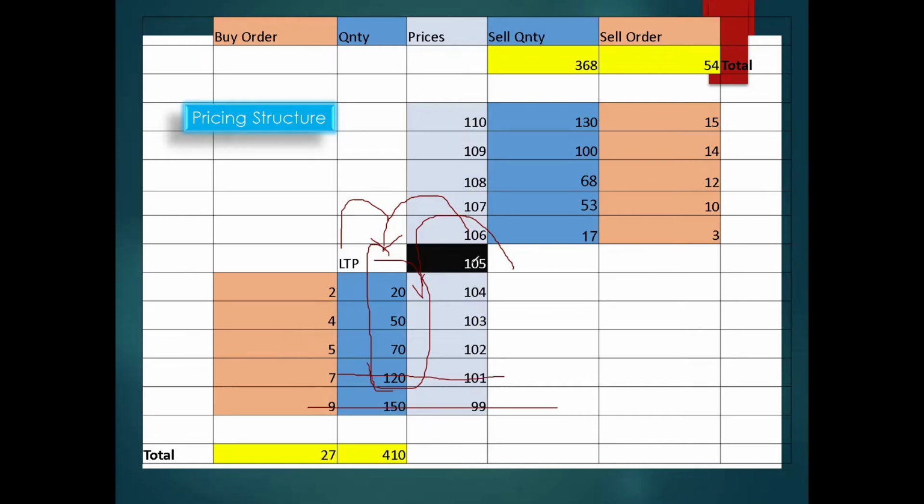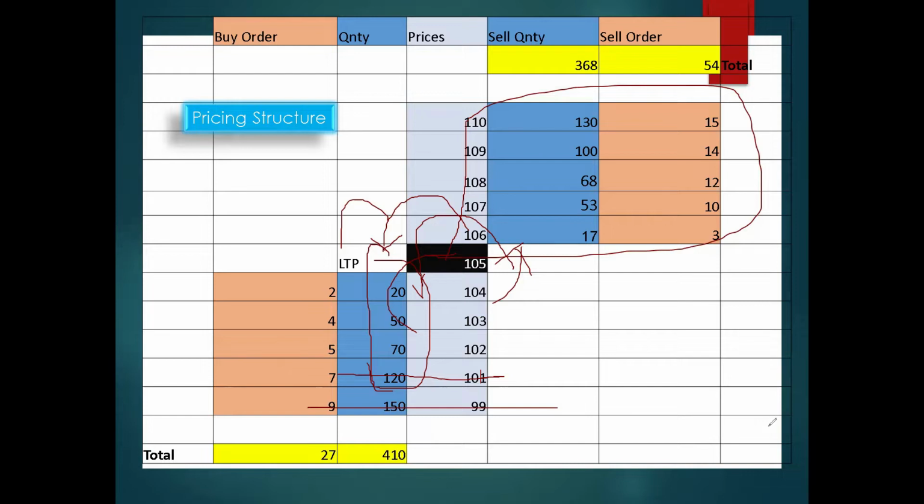So the last LTP will be shown as 101. In a highly liquid market, this process will be happening very quickly. You don't really understand what is happening in seconds of time. So this is how the price moves. The moment I place a market buy order, the price goes eating away all the limit orders.